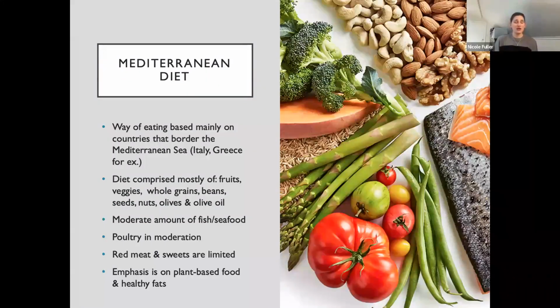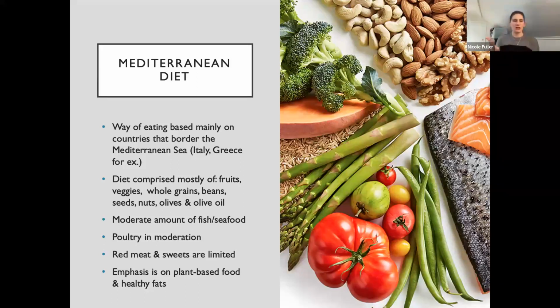Next up, and I put the Mediterranean diet on here because it is very trendy. It's in the news often. You hear a lot of people talking about it. So I wanted to put it in here, kind of give it a highlight. The Mediterranean diet is a way of eating based mainly on the countries that border the Mediterranean Sea.